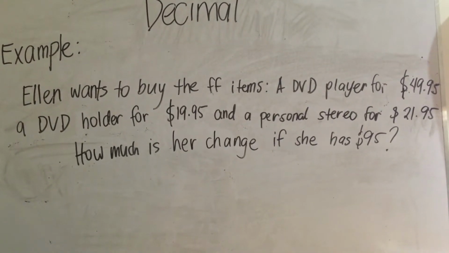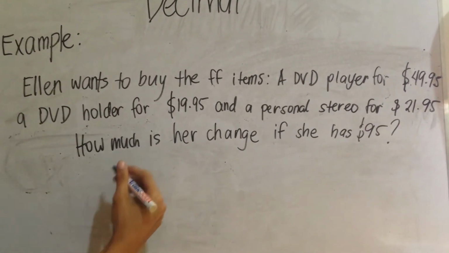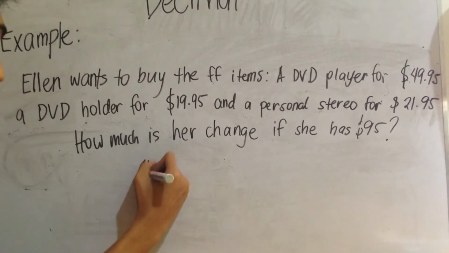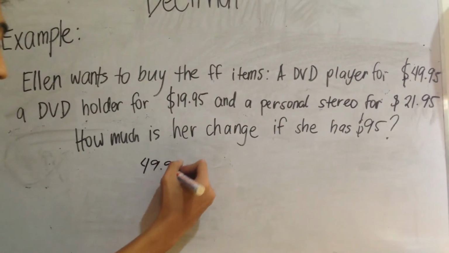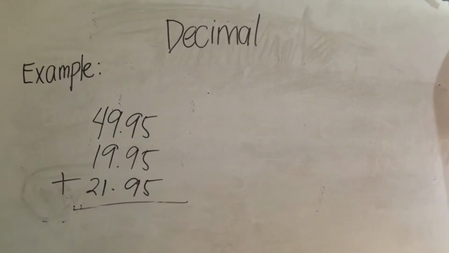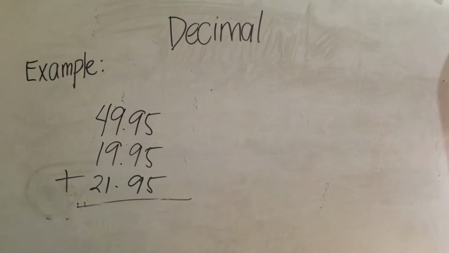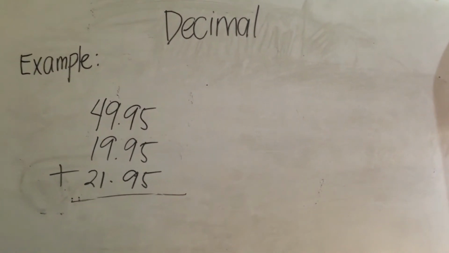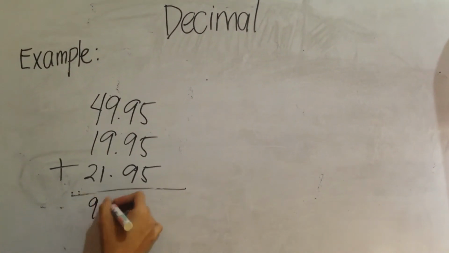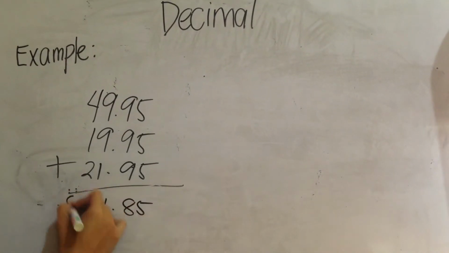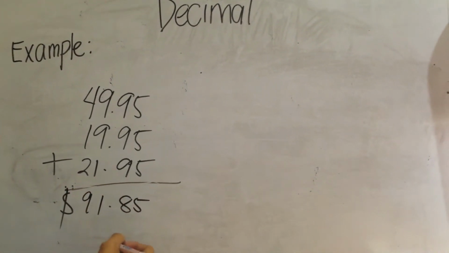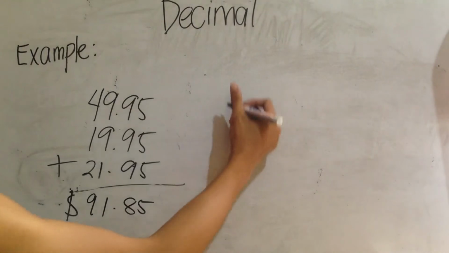So first, you must line up the given numbers. So, 49 point. Line up the given, then proceed to addition. So the answer is $91.85. Then subtract the total from $95.